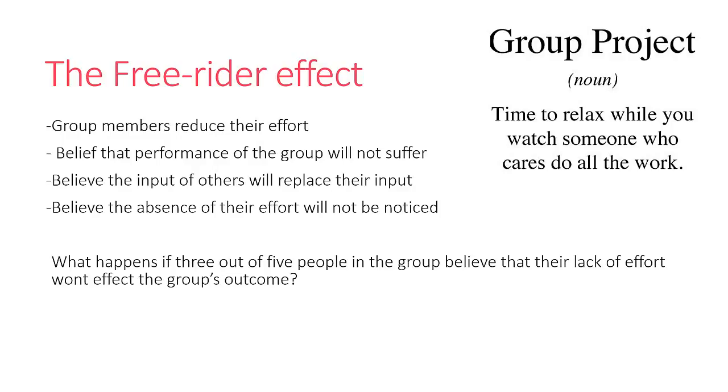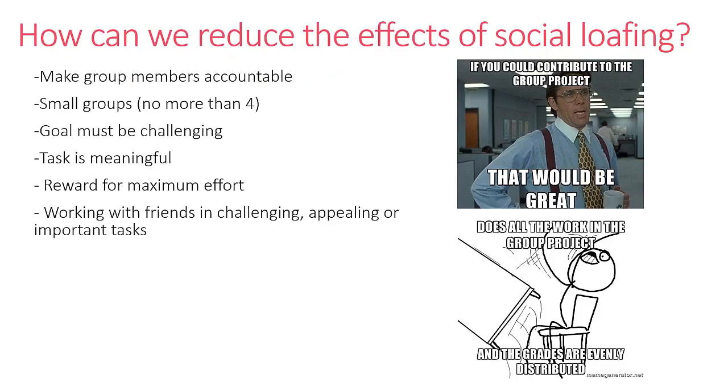So then, how would we avoid the effects of social loafing? There are many strategies that we can use. Some of them that I'm going to talk about with you guys today are making group members more accountable, so maybe delegating tasks or receiving a grade for individual effort. You can make the groups small, so no more than 4 people, otherwise there's too many people and not enough tasks to delegate. The goal must be challenging, in which the effort must be required by all group members.